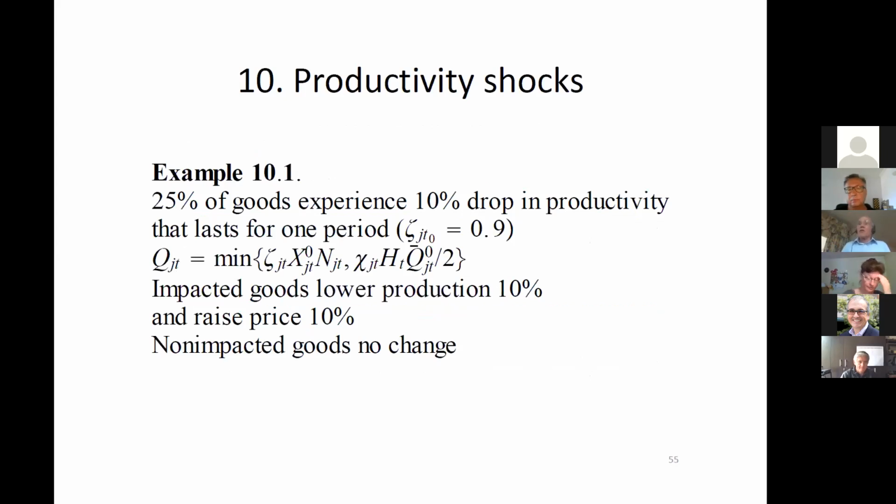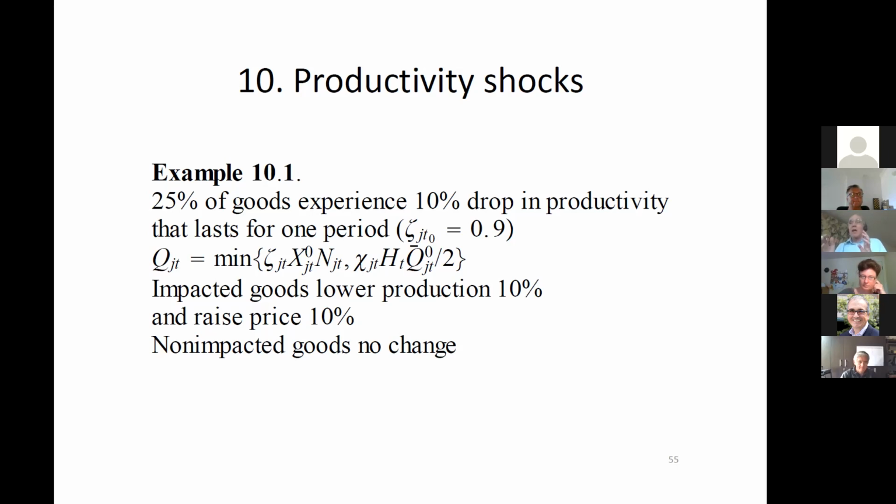Now, I've been talking all this time about demand shocks. You can also have productivity shocks. So let me talk a little bit about those. The first example is one that parallels what I was doing with demand. I'm going to assume 25% of the specialized goods experience a 10% drop in productivity, and it's just going to last for one period.